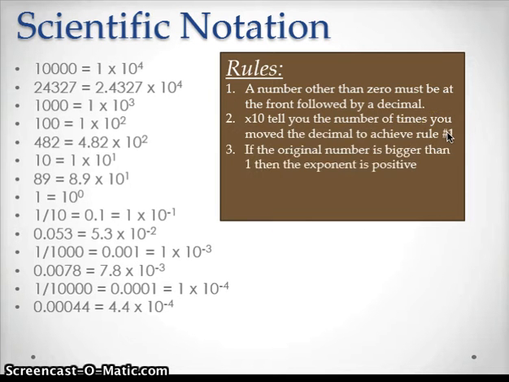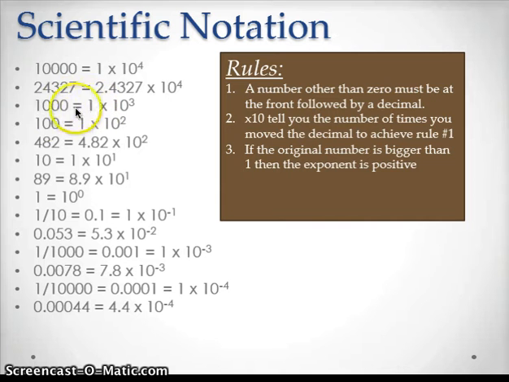And rule number 3 says if the number is larger than 1, then the exponent's positive. See, 10,000 is bigger than 1, so this needs to be positive. Also notice that this number only has one sig fig, so your answer should have one sig fig. Here, there's 5 sig figs, so there better be 5 sig figs in this exponential form too.